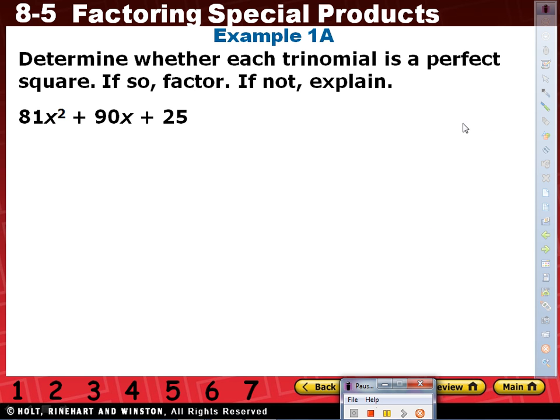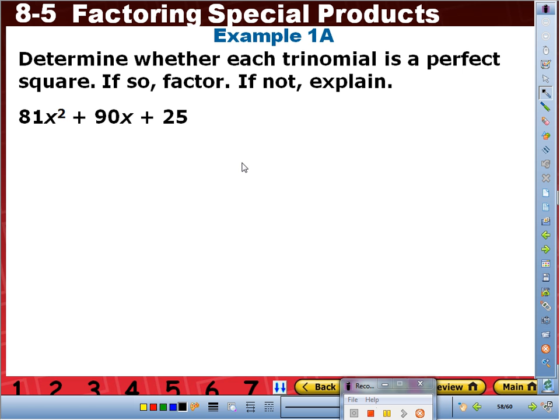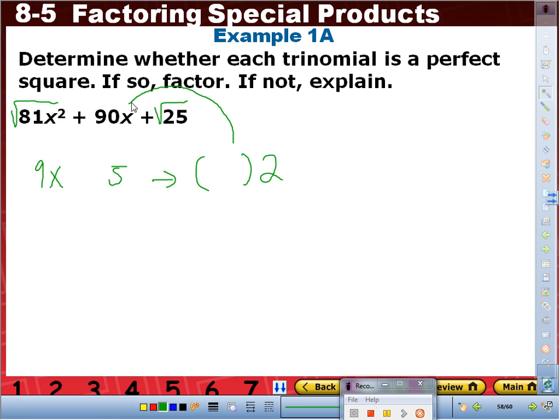Here it goes. So this is how we check to see if this is a perfect square trinomial. First things first, you need to find the square roots of the first and the last term. Pay attention first, don't copy anything yet. Square root of 81x squared, that's 9x. Square root of the last term is 5. If their product times 2 gives me the middle term, then this is a perfect square trinomial.